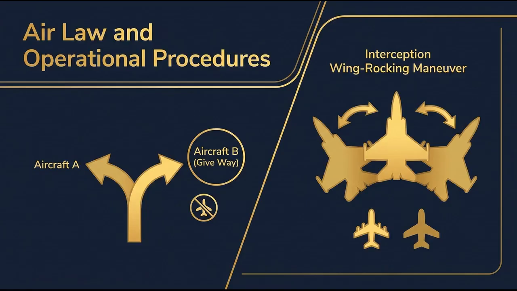What if you are intercepted by a military fighter? If the fighter rocks its wings, flashes its navigation lights, and executes a slow left turn, this signal means you have been intercepted and must follow them. You must acknowledge by rocking your wings, flashing your lights, and following.